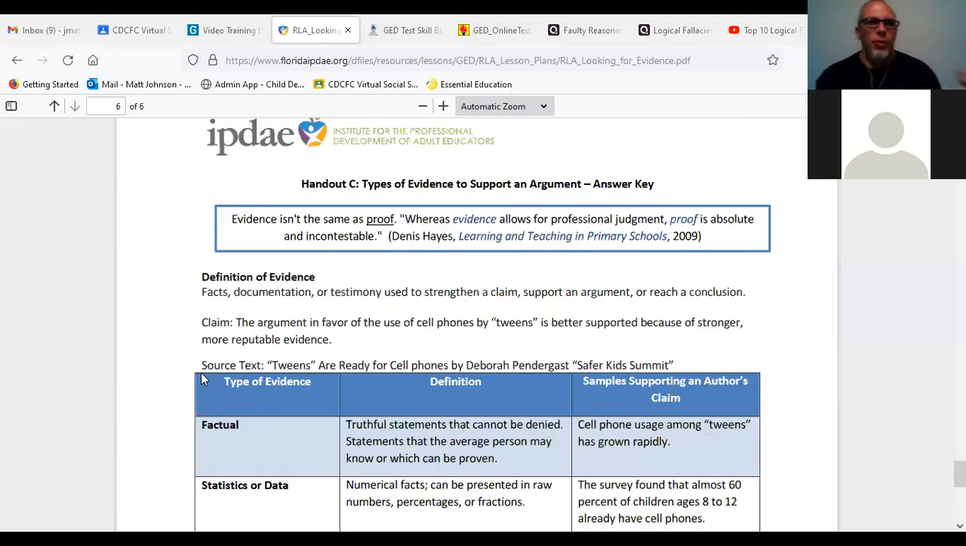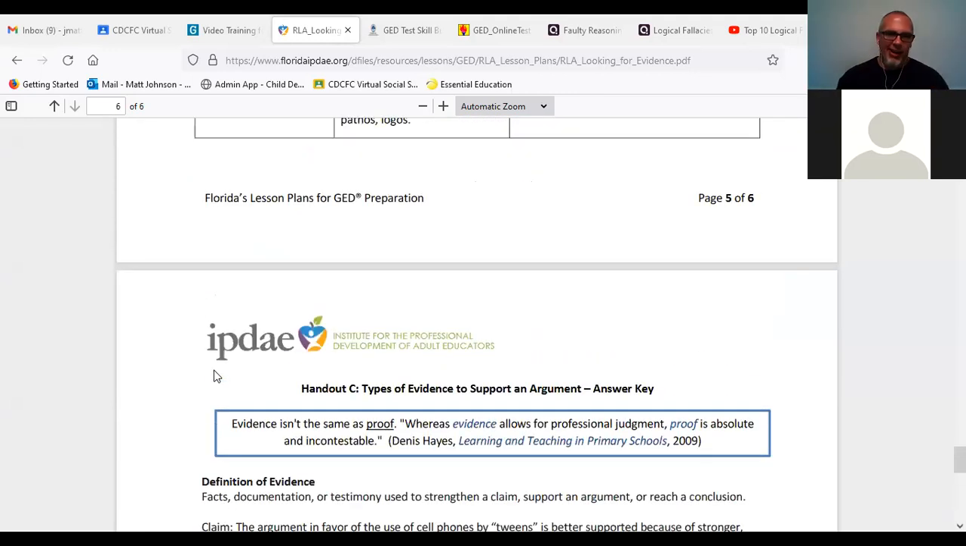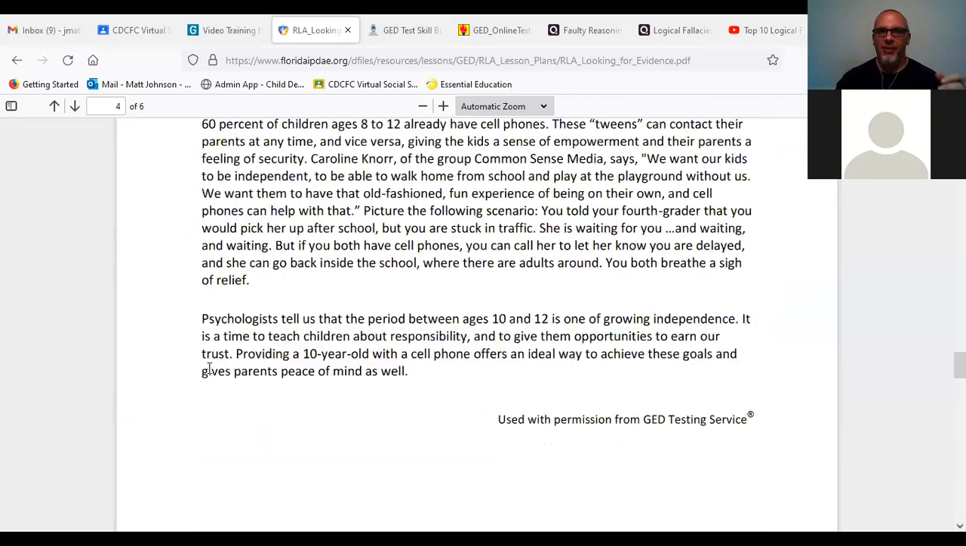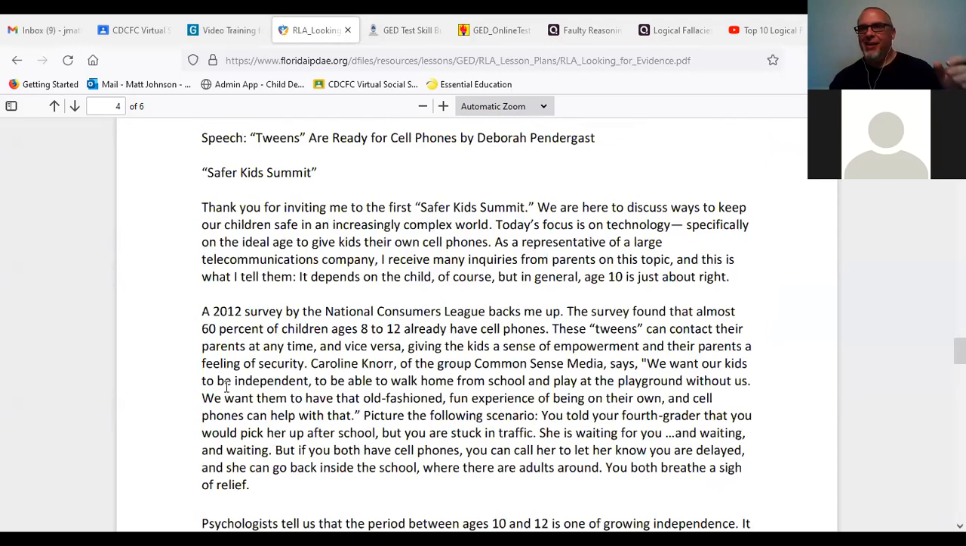Okay. So this handout that I found, one reason that I was excited about it was because it actually uses one of the prompts that we wrote about the other day. So you remember the cell phones and the Safer Kids Summit, and so there's this. It just has the one passage, but it's talking about how tweens deserve cell phones, right? And that was actually the one that I had chosen to support in my writing.